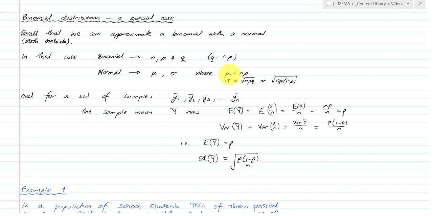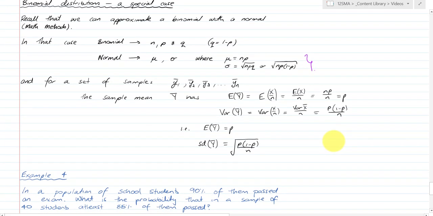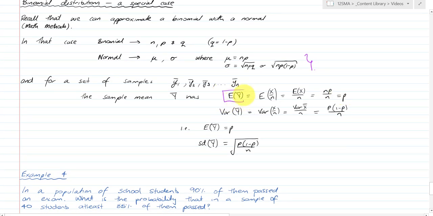So for binomial, to get our mu and our sigma, we have to do these calculations, but then when we take the samples, we still get that the expected value of y bar is equal to p, which was our expected value of the original as well. So p is our expected value in both cases, but the variance is equal to p times 1 minus p over n, and the standard deviation is equal to that. So we do get a slightly different standard deviation and variance in both cases, but you'll notice here that we still get that over root n.